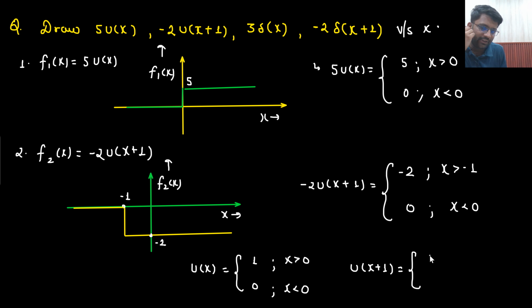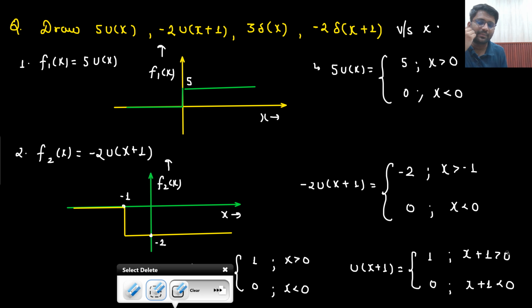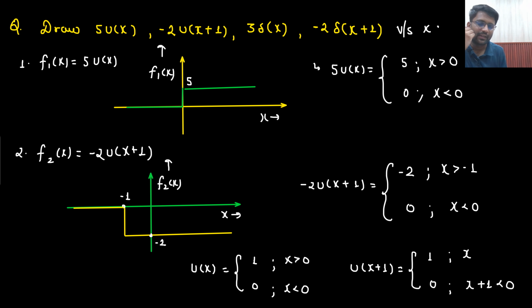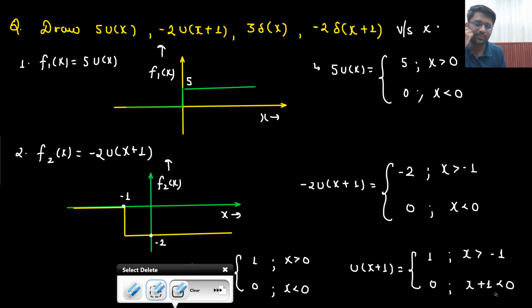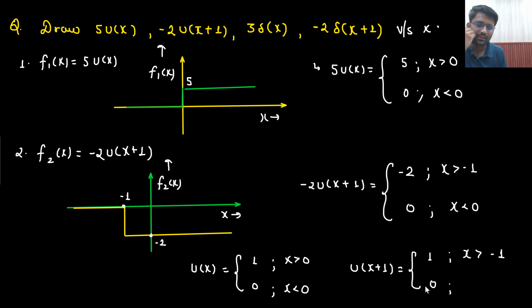Where a constant value is there, here constant value 1 and here constant value 0, in place of x, I am supposed to put x plus 1. So x plus 1 greater than 0 means x would be greater than minus 1. And x plus 1 less than 0 means x would be less than minus 1. So this is how u of x plus 1 would be defined.